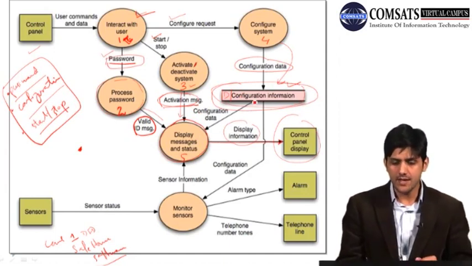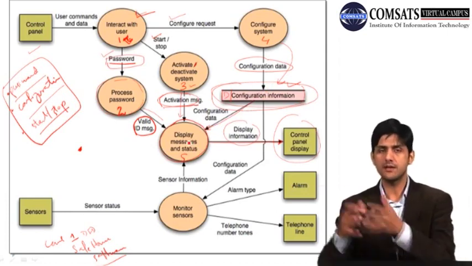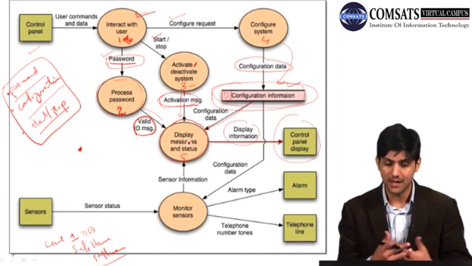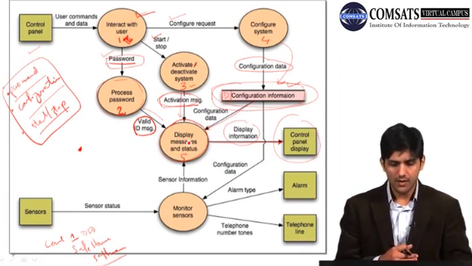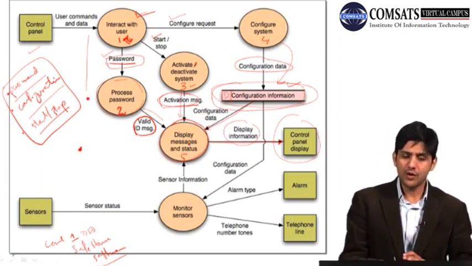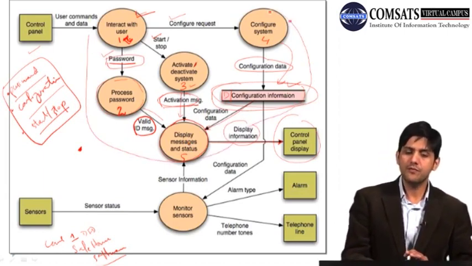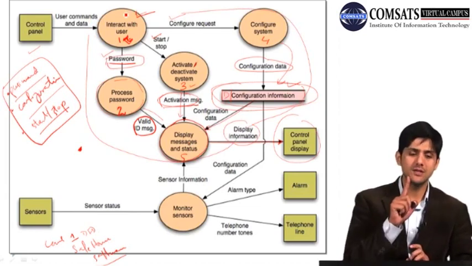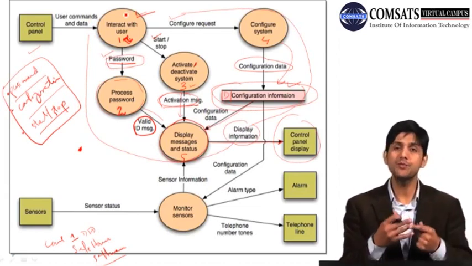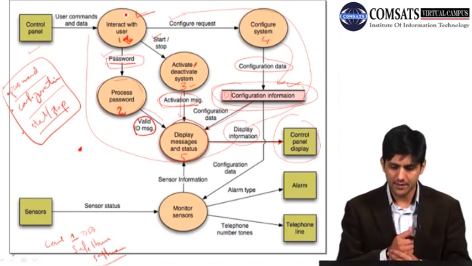And then this data store sends this configuration data to display message and status, and through the control panel display, the user is informed that your configuration data is updated. Now that was all these 5 processes we have talked about from the perspective of one input, which was control coming from the control panel, and the input was user commands and data.